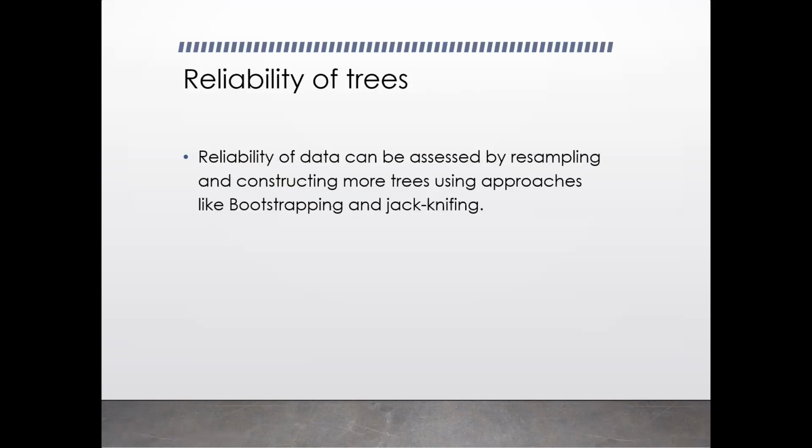And reliability of trees. How do you check whether these trees are reliable or not? One way to check the reliability of trees is that the same taxa are to be studied, and you build the trees by using different methods. If the trees produced are the same, then that gives the evidence for the reliability of the tree. Otherwise, the reliability of data can be assessed by resampling and constructing more trees using approaches like bootstrapping and jackknifing, which are the statistical methods to check the reliability of data that can be used in case of phylogenetic tree building.